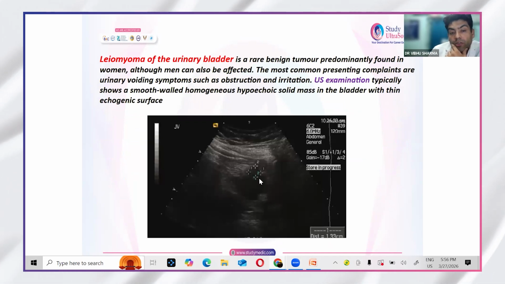So this is a case of leiomyoma of the urinary bladder. It is a rare tumor, but it can be found in the population, and the most common presenting complaints are urinary voiding symptoms such as obstruction and irritation. Ultrasound examination typically shows a smooth walled, hypoechoic, homogeneous solid mass in the bladder with a thick echogenic surface.